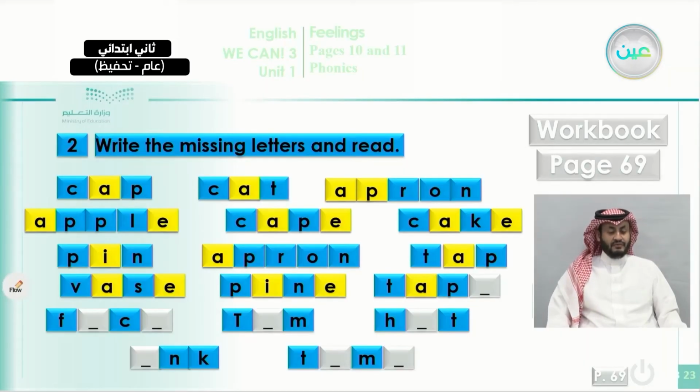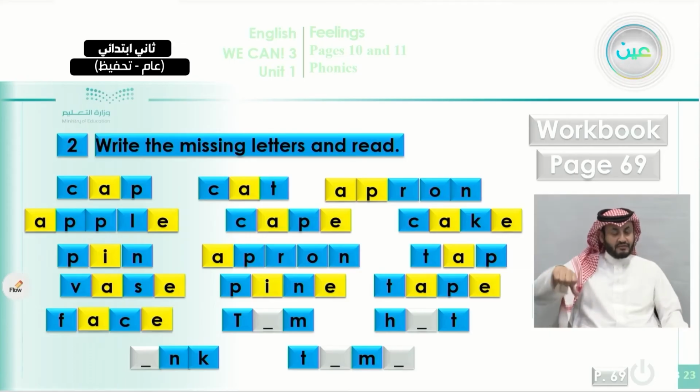Also we do the same here. This can be pronounced as tap. But if there is an E, we don't say tap, we say tape. Tape. Okay, here also the same. We can say face. There is an E at the end, so it makes the A a long sound. Here we say also Tim. And here we say hat.